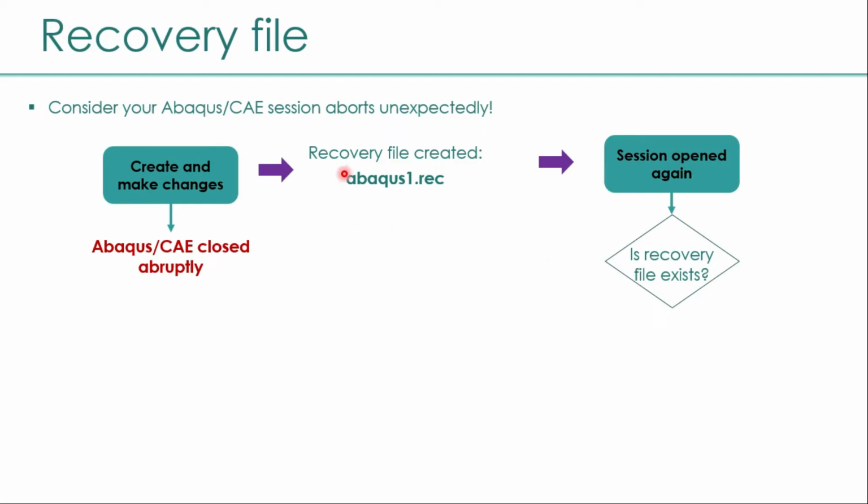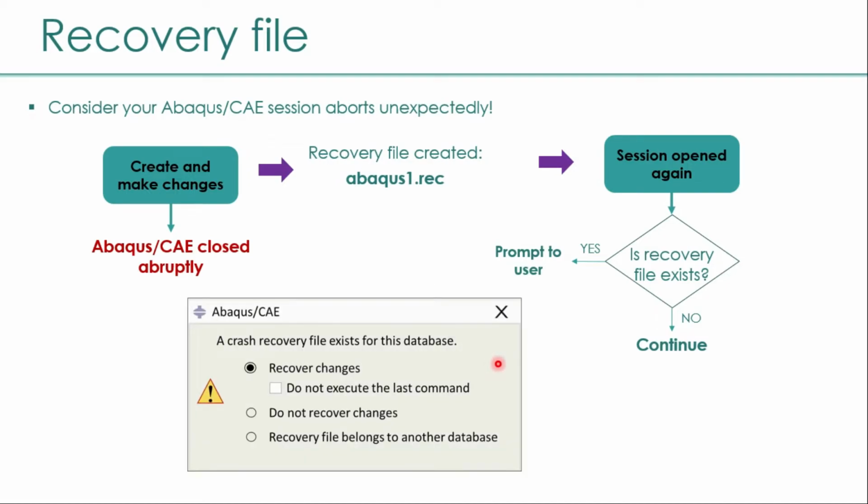So at this point Abaqus closes abruptly, and next you open the session once again. At this point, Abaqus searches for this recovery file. If no recovery file is found, it does nothing. But whenever it finds a recovery file, it pops up an error message, and this error message is very intuitive. The first option it gives is that you can recover the changes. That means you can recreate your model database.